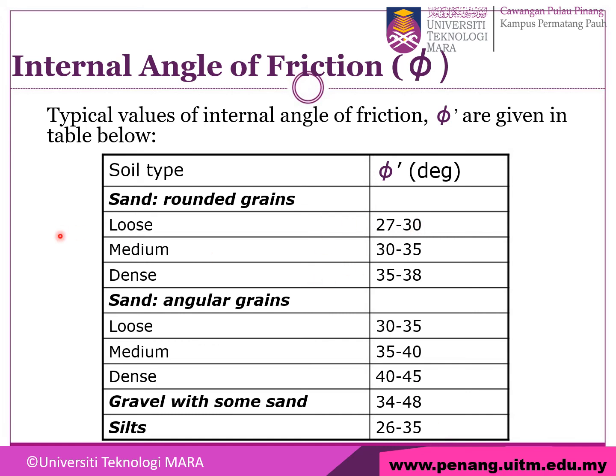If you compare loose and dense, the value of angle of friction for loose is lower than for dense. So you can differentiate between loose and dense: the lower value of strength and the higher value of strength. The higher the strength, the higher the angle of friction.